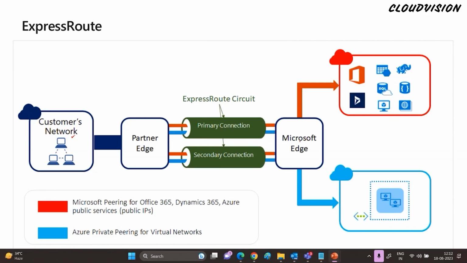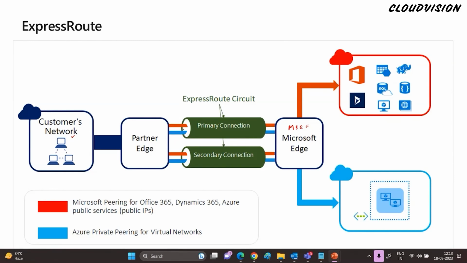And at those Microsoft ExpressRoute locations, we have Microsoft Enterprise Edge routers, MSEE routers. Those routers are kept at Microsoft ExpressRoute locations. So don't get confused between the regions and ExpressRoute locations. Azure regions and ExpressRoute locations are completely different. ExpressRoute locations contain these MSEE routers. And with the help of your ISPs, the partner edge, we make these kinds of connections.